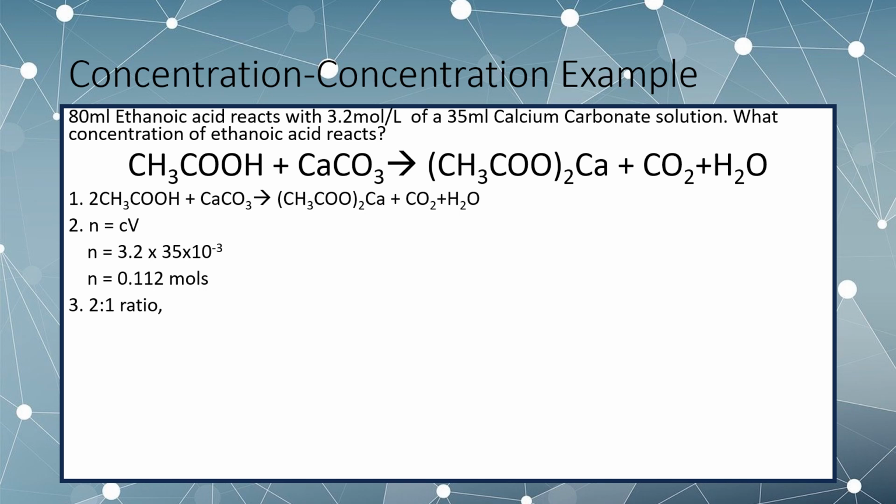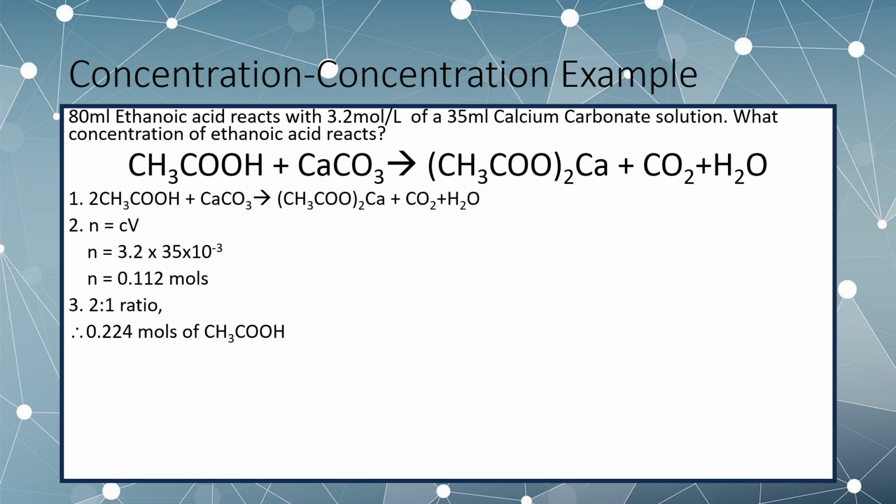That means we must multiply, in this case, because we're going from a 1 ratio to a 2. So we must multiply our number of moles by 2. This gives us 0.224 moles of our ethanoic acid, or 0.224 moles of CH3COOH. We have to use step 4 in this case, as we're asked to find the concentration of this ethanoic acid.